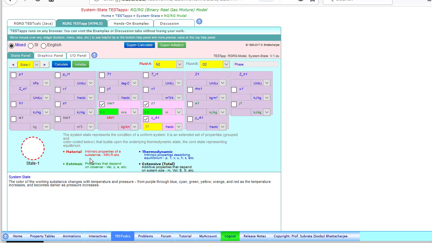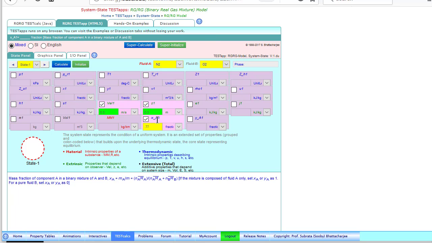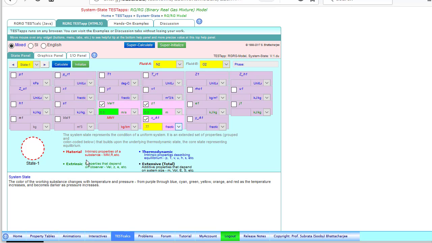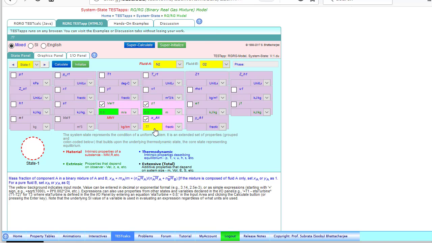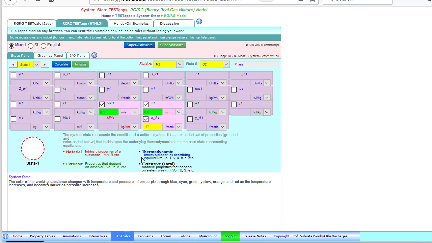The problem gave us the mass fraction, which was X, but it also could have given us the molar fraction, which is Y, so we could have entered that instead if that was what was given. Also, we arbitrarily chose N2 as fluid A. If we had chosen O2 as fluid A, then we would have put 0.23 for XA1.